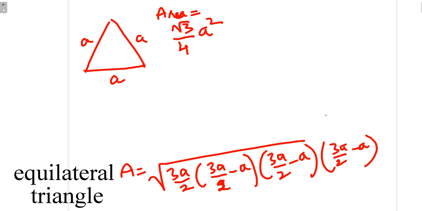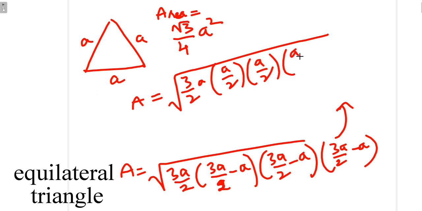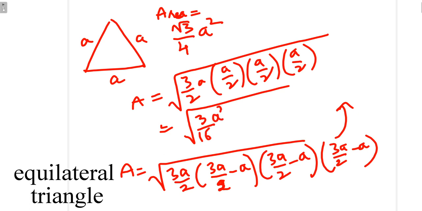Now we get A equals under square root 3 by 2 times A into A by 2, A by 2 into A by 2. So with this we get under square root 3 by 16 A square into A square, or we can write A power 4. So 16 is a perfect square. So when it comes out of the root, it is 4 under root 3.